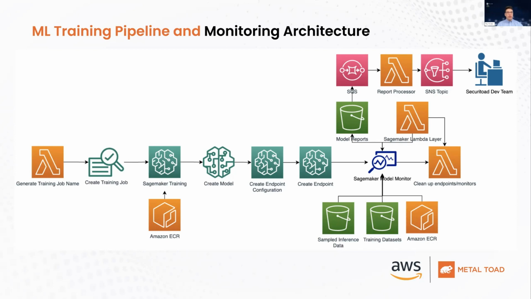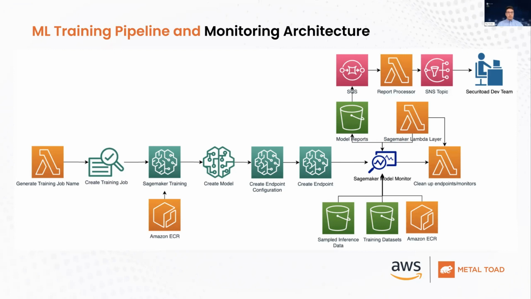When the model monitor generates a model report JSON file, it's put into the model reports S3 bucket that we made for them. And an S3 event and notification is sent to an SQS queue for evaluation by a report processing Lambda. Basically, what this Lambda does is that it looks at the results of the report, any kind of significant violations, the results of the metrics, and then determines what action to take after that.